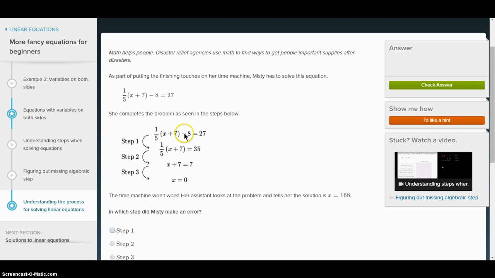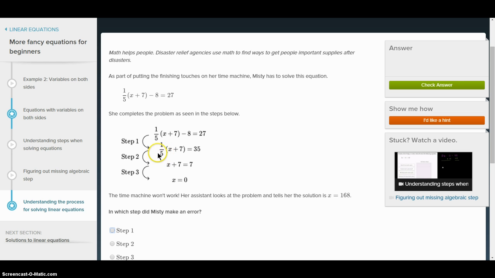So this is right over here, plus 8. So 27 plus 8 is 35. And so this equation here, 1/5 (x plus 7) equals 35. Now, the next thing we're going to do is, this parentheses is the last thing to go. And so this 1/5 has to get out of here. So if we're multiplying x plus 7 by 1/5, that's the same as dividing by 5.